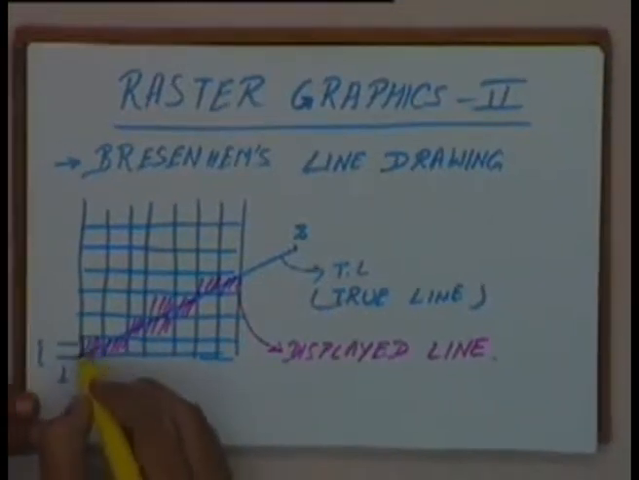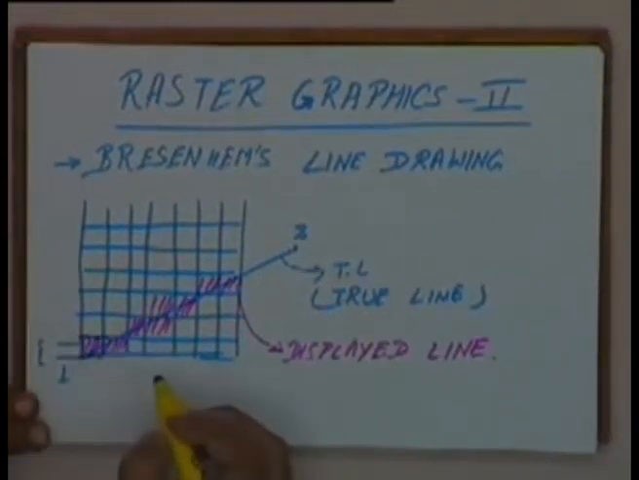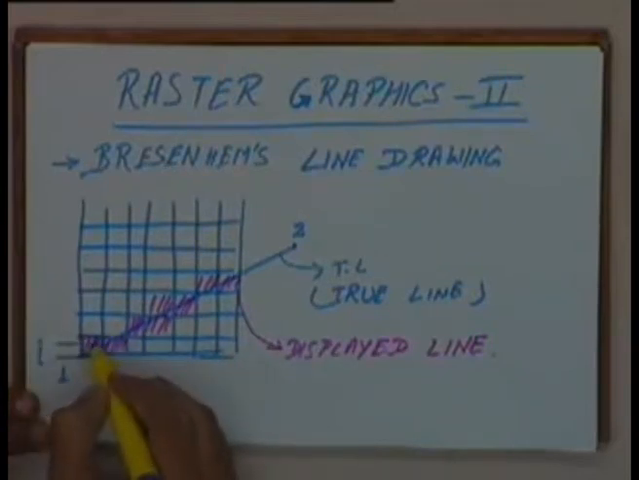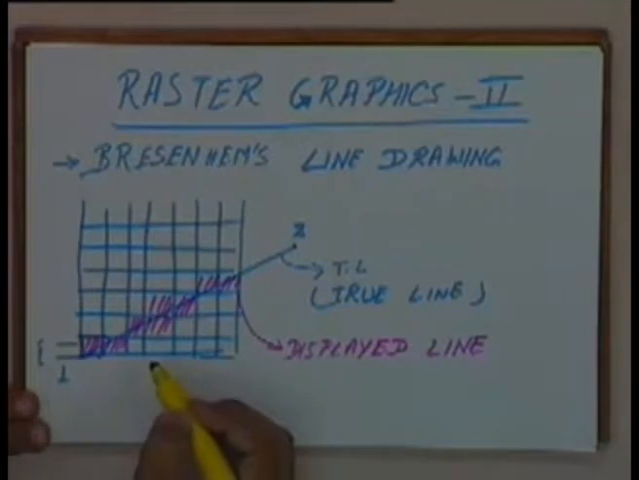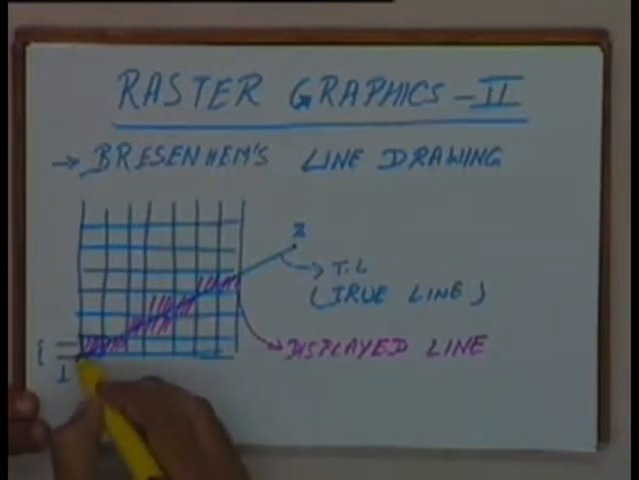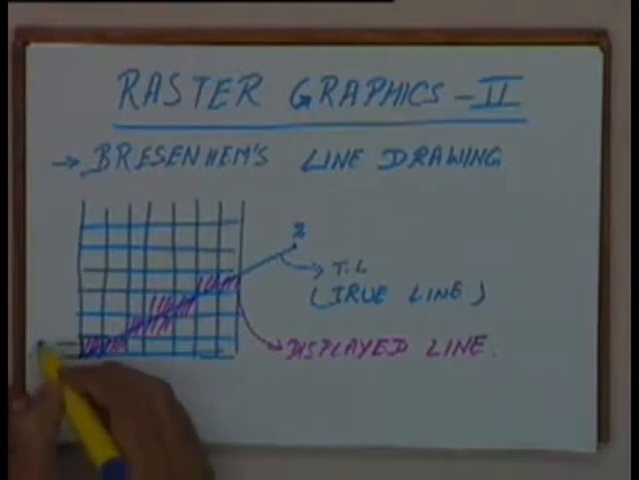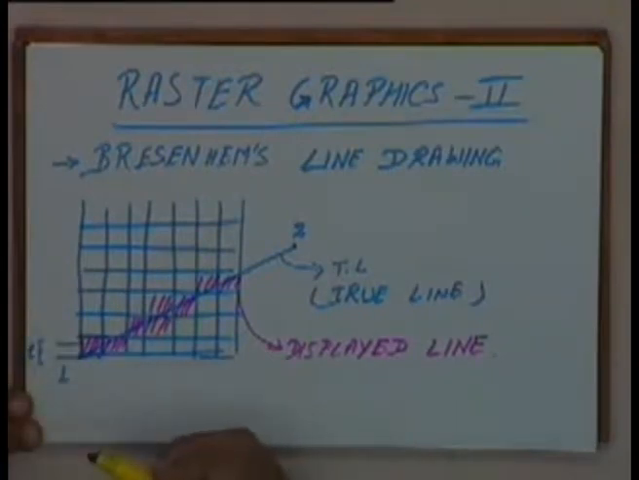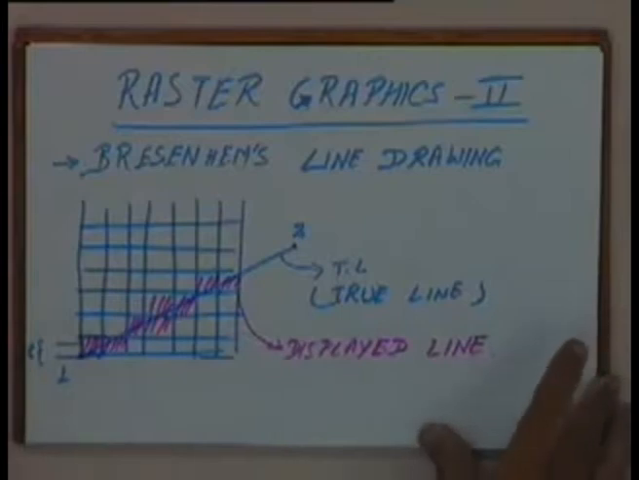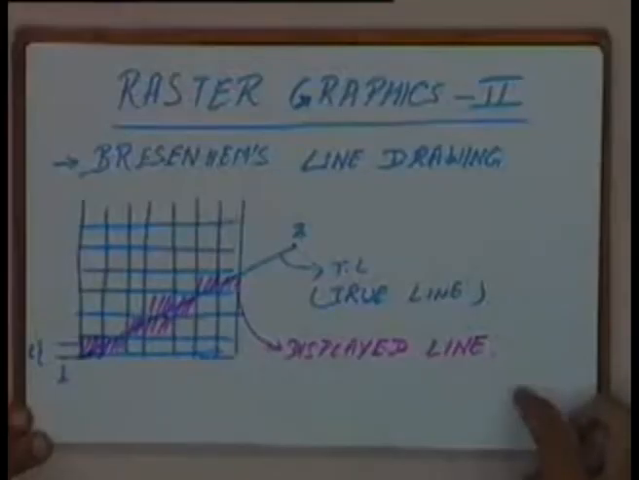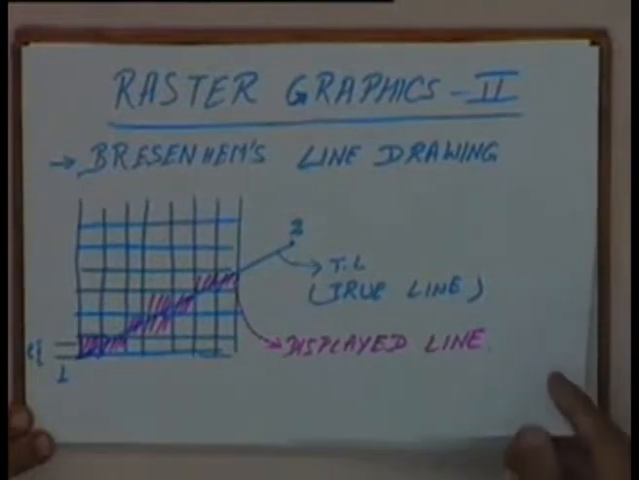So if this particular pixel is being displayed, this pixel is actually, let's say, at the center here, and the line is supposed to pass through this point. So the error is this error E. So we will go through this algorithm. The basic principle is that we have to minimize the error between the true line and the displayed line.